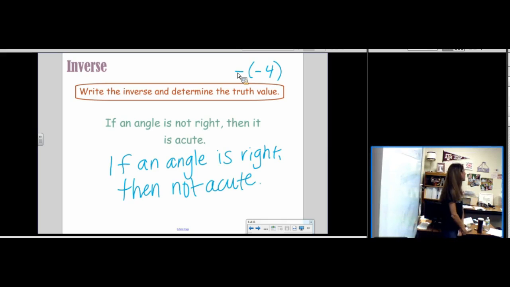All right, true or false? An angle, it's not right. Oh, sorry, it is right. I'm so sorry. An angle is right. We have a right angle. I was doing the original, not the inverse. We have a right angle.